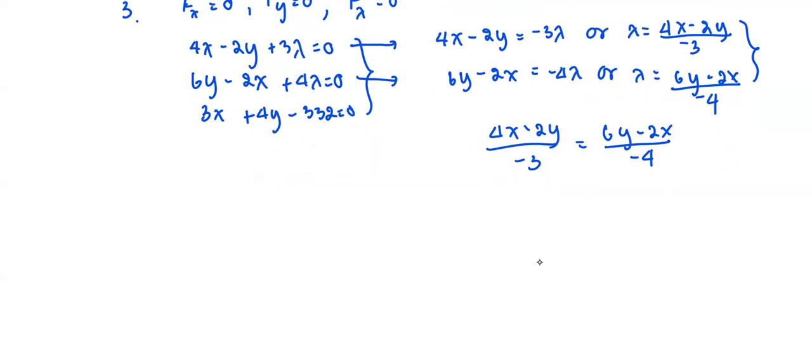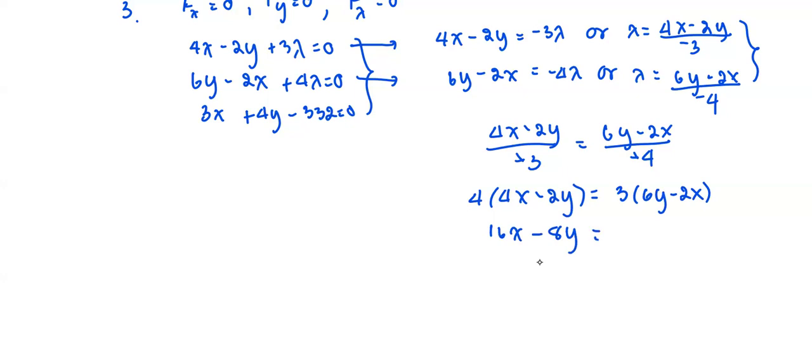First of all, cleaning up the denominator by cross multiplying. Before we cross multiply, let's take away the negative sign here. And then cross multiply, we have 4 times 4x minus 2y equals 3 times 6y minus 2x. And then expand them out to be 16x minus 8y equals 18y minus 6x. And then write y in terms of x.